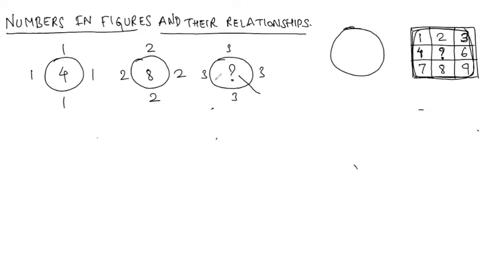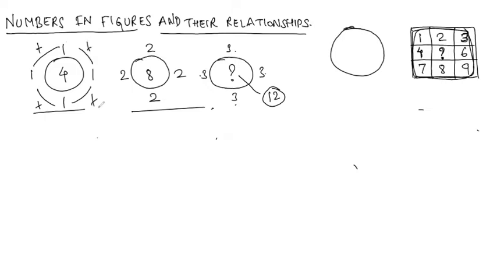You're adding all the numbers outside the circle. 3 plus 3 plus 3 plus 3, 12. So how do we know we have to add? By looking at these two circles. Look at these two circles and try to understand what the relationship is. So what is the relation? You're adding the numbers outside. Whatever numbers are outside the circle, you have to add all of them.